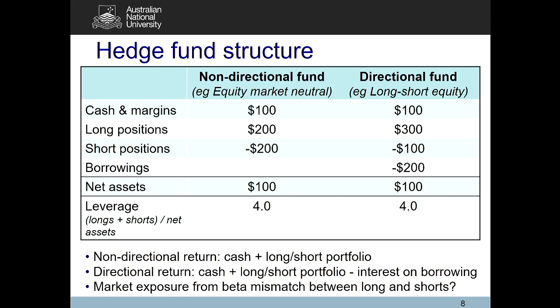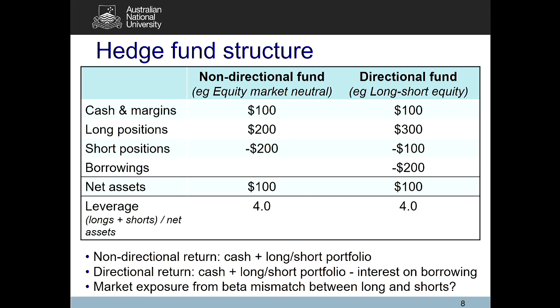Then you've got the directional fund. Again, they get 100 million from investors, they put it in cash. We've created it so they're going to also have a leverage ratio of 4. But in this case, they're going to invest 300 million in long positions and 100 million in short to get the 400 million long plus short positions.